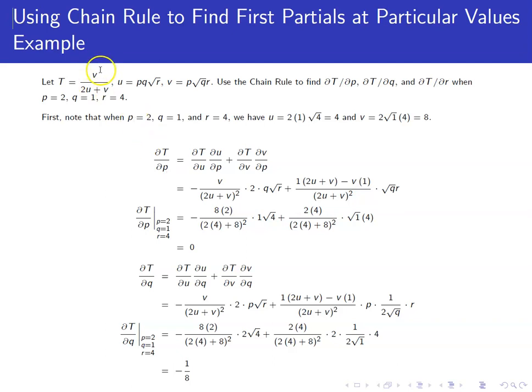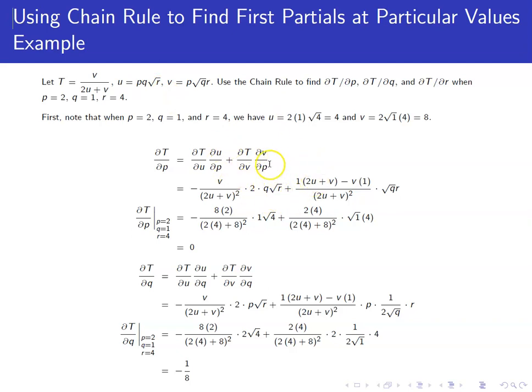When I look back at t, when I do the partial with respect to u, I just have a u on the bottom, so I can think of this as 2u plus v to the negative 1. If I differentiate that, I'll get a negative (2u plus v) to the negative 2, and then need to multiply by a 2. So that's where this negative 2 over (2u plus v) squared comes from. Differentiate u with respect to p, we get q root r. That's what this part is here.